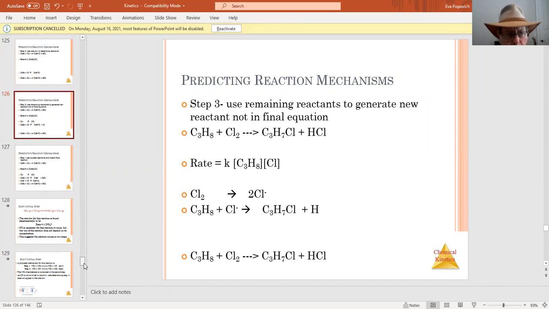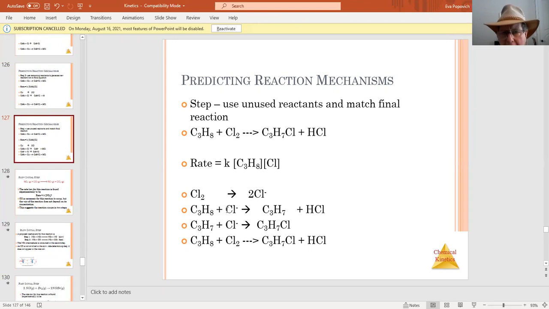Popovich. So when I react my Cl minus with my C3H8, I make C3H7 plus HCl. I've got an extra Cl over here. I can react this with my Cl minus to make my final product. My C3H7 cancels with my C3H7. I've got two Cl minuses that cancel with this. So overall, I have Cl2 plus C3H8 reacting to make C3H7Cl plus HCl.